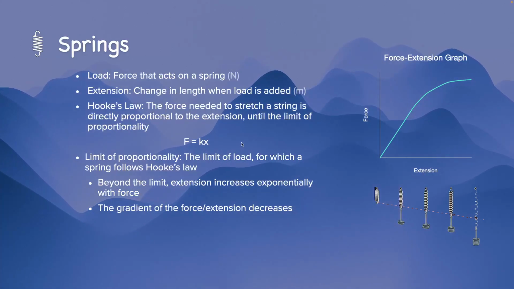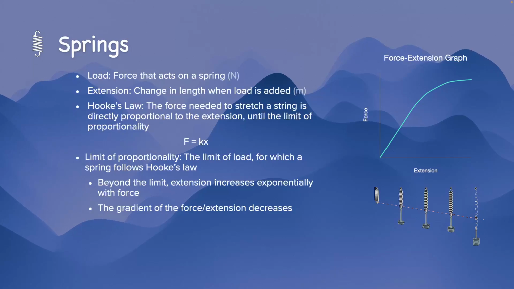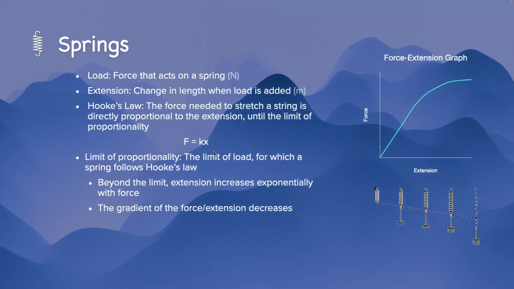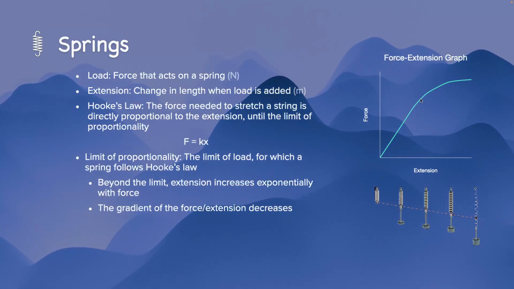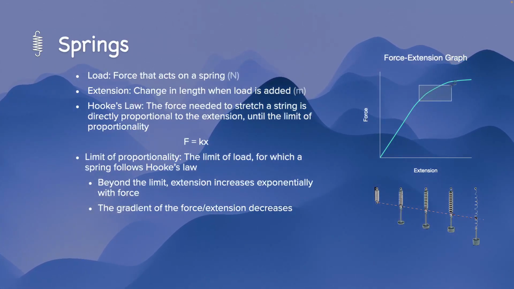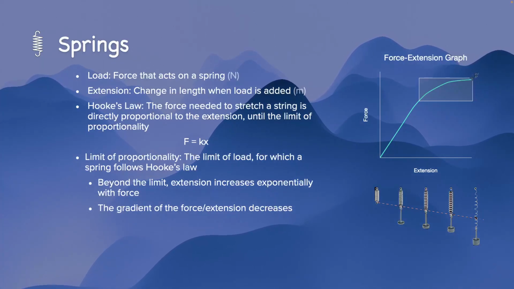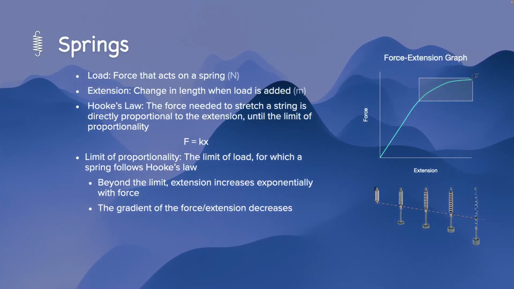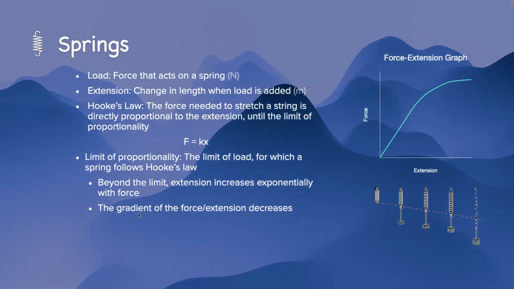It is the limit of load that you can apply to an object, in which case it keeps following Hooke's law, right? Beyond this limit, the extension increases exponentially. So you can see that the extension increases more even with less and less amounts of force. You don't necessarily need to know this, but you do need to know this in the context of the graph, which is that the gradient decreases, right?